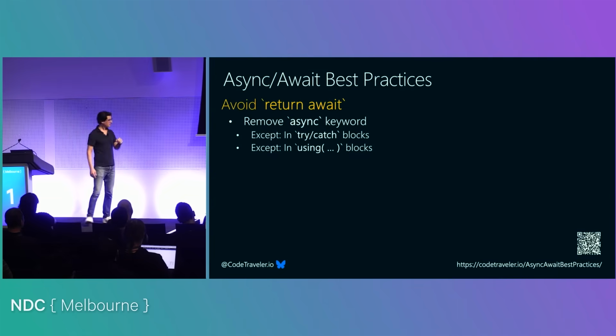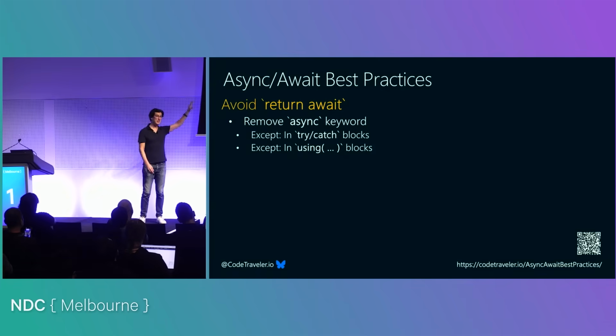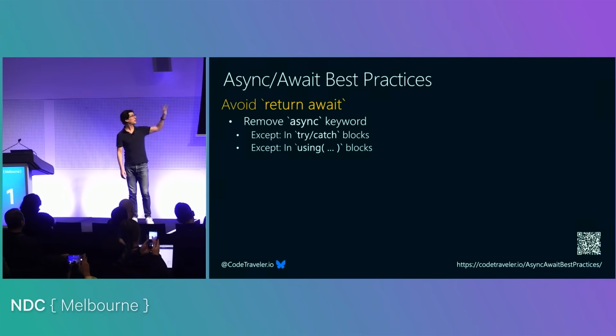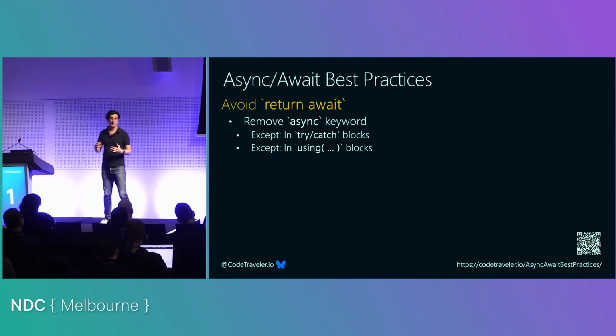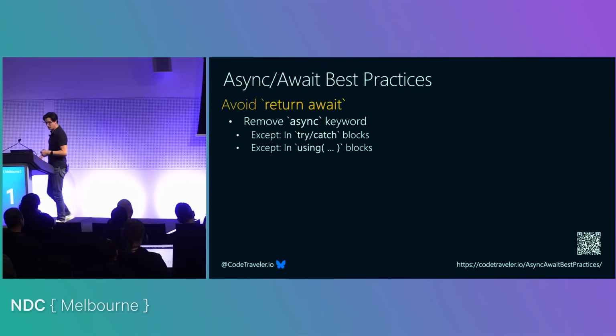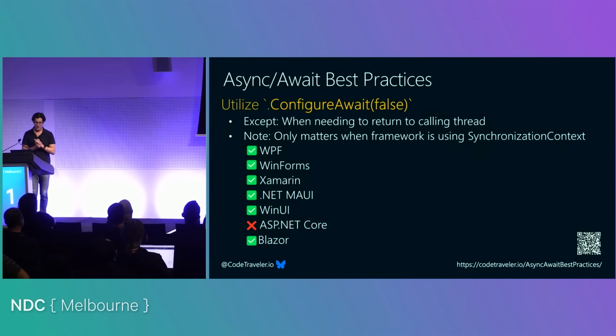But remember, if you're inside of a try-catch block, you definitely still want to await that task so you can catch the exception. Or if you're inside of a using, like a disposable block, you definitely still want to return await because you don't want to dispose of an object that you're using inside of that method. So we can avoid return await, except in those special cases.